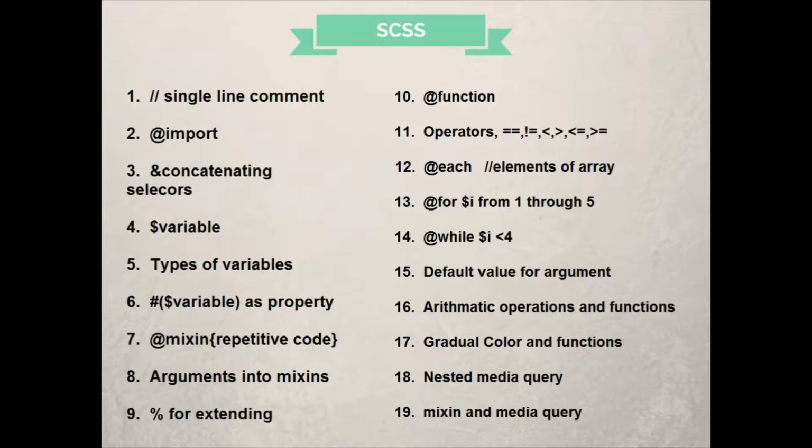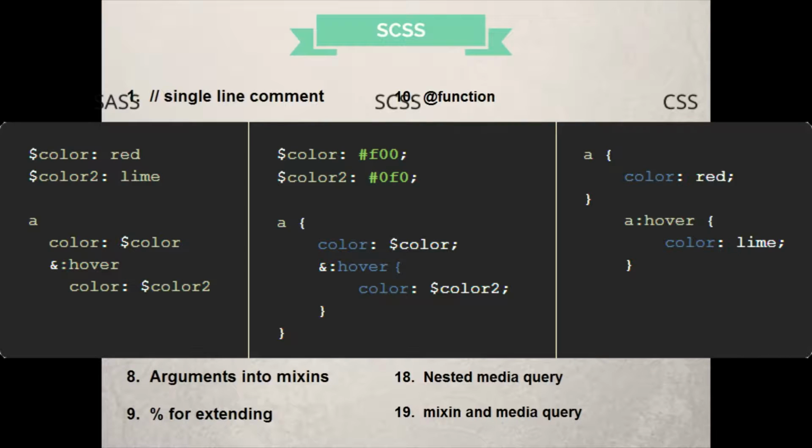Before starting this, let's discuss what is Sass and what is SCSS. Sass and SCSS both are extensions for Sass only, but SCSS is the newer version of Sass. The difference between both is that in Sass you don't use braces and semicolons, but in SCSS you use those semicolons and braces.